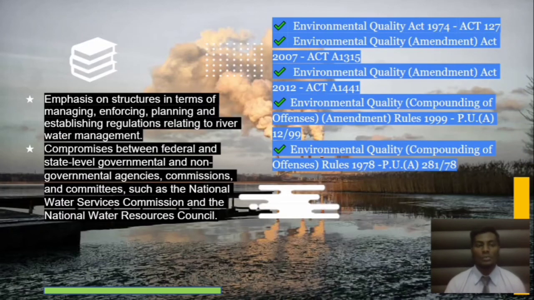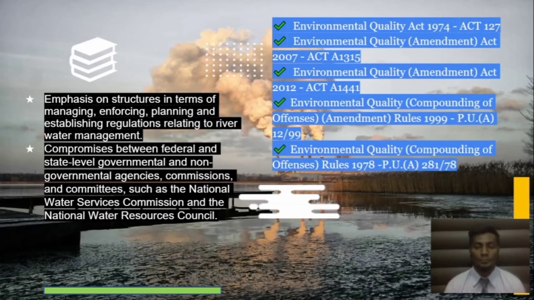To overcome this, Malaysia should place great emphasis on structures in terms of managing, enforcing, planning and establishing regulations relating to river water management. Besides, it also needs a compromise between federal and state level governmental and non-governmental agencies, commissions and committees, such as the National Water Services Commission and the National Water Resources Council.